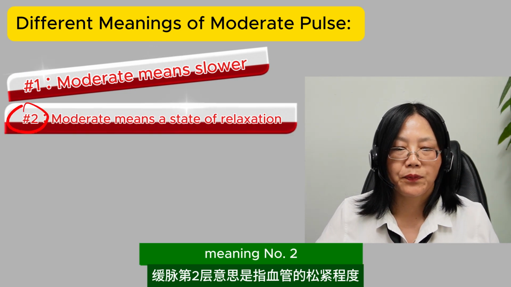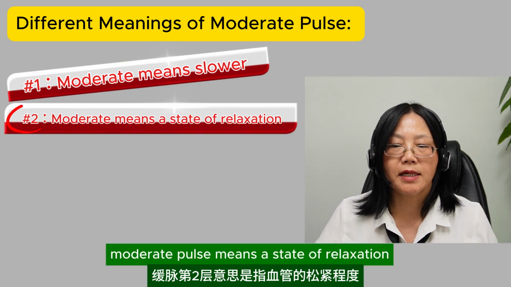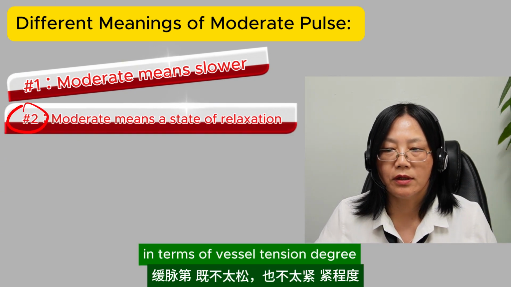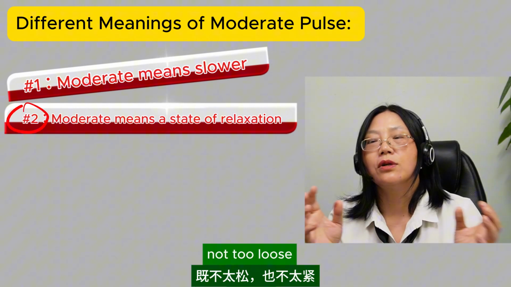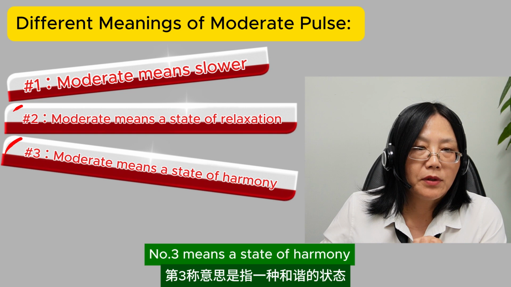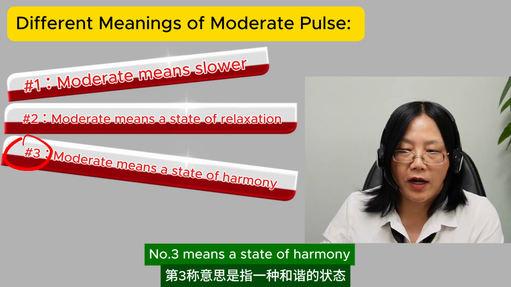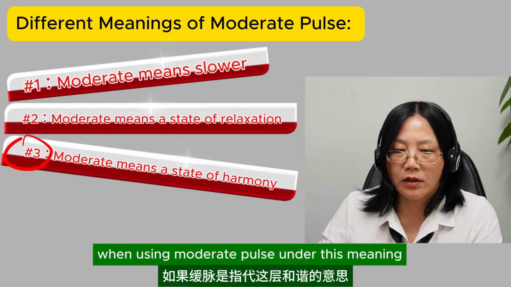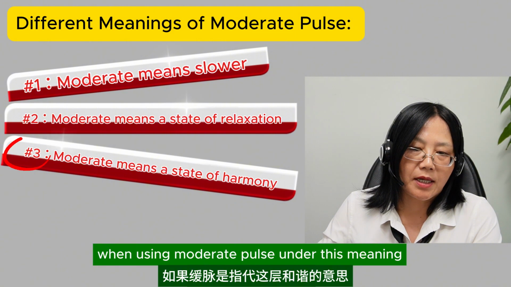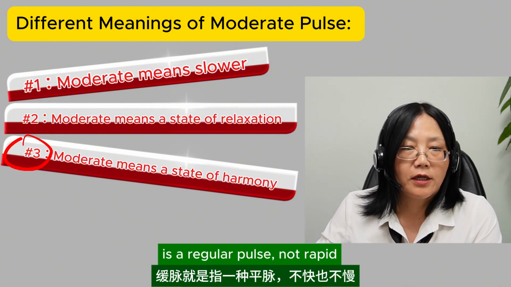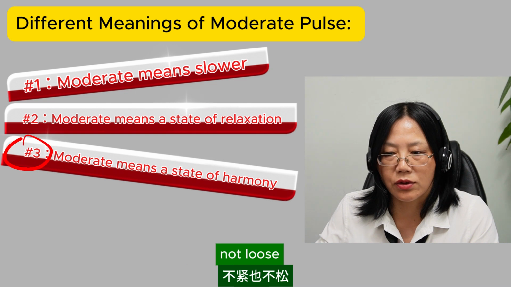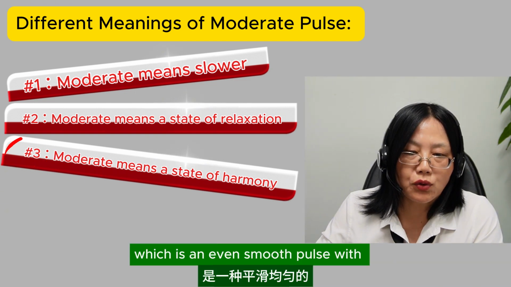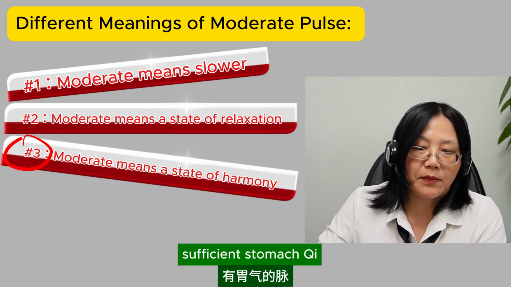Meaning number 2, moderate pulse means a state of relaxation in terms of the vessel's tension degree, not too loose, not too tight. Number 3 means a state of harmony. When using moderate pulse under this meaning, the moderate pulse is a regular pulse, not rapid, not slow, not tight, not loose, which is an even, smooth pulse with sufficient stomach qi.